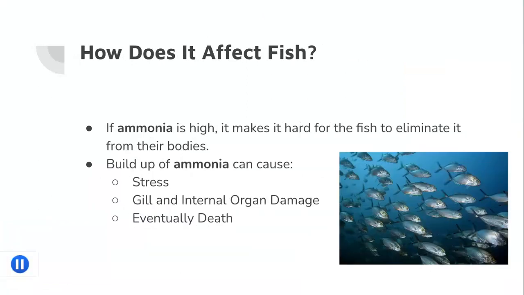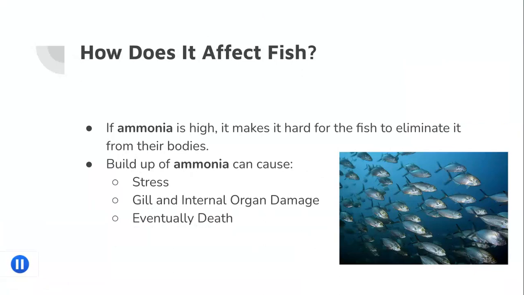How does it affect fish? If ammonia is high, it makes it hard for the fish to eliminate it from their bodies. Of course, ammonia goes through our body as it is, but with it being higher in the ocean, it is a lot more dangerous to us and even fish. The buildup of ammonia can cause stress, gill and internal organ damage, and eventually death. The stress could kill anybody, and for fish, they are much smaller than us, so they cannot handle the stress as much as we can.